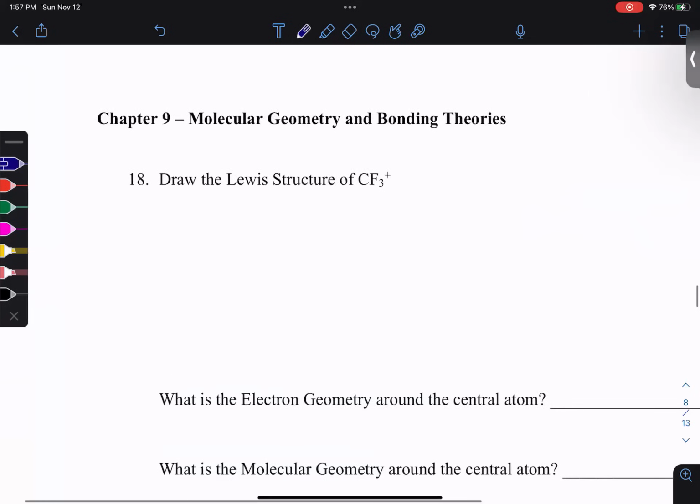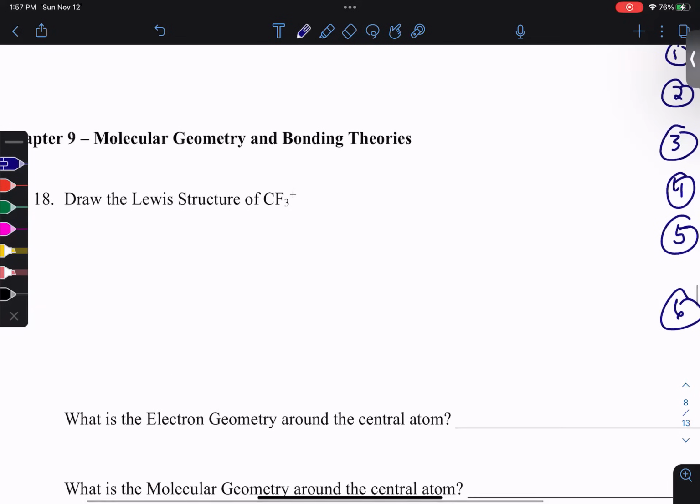First step, we count valence electrons. Carbon has how many valence electrons? 4. Where did you get that? Did you memorize it? We get it from the periodic table. Next we have fluorine, specifically 3 fluorines. Fluorine has 7 valence electrons, but there are 3 of them, so we multiply by 3. I don't want to add them up yet, because you'll get an odd number. What we actually want to do is adjust for charge.